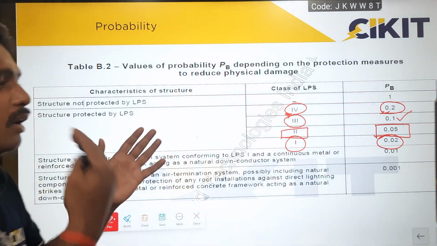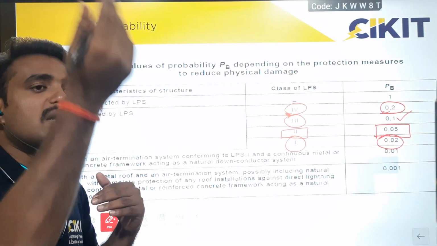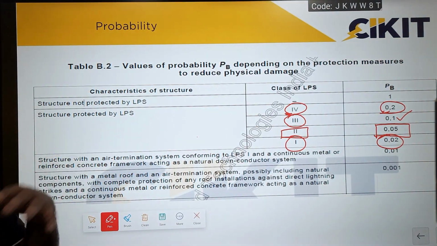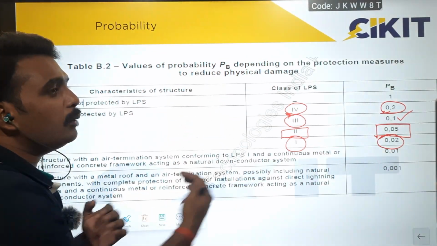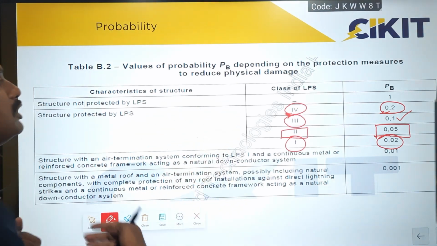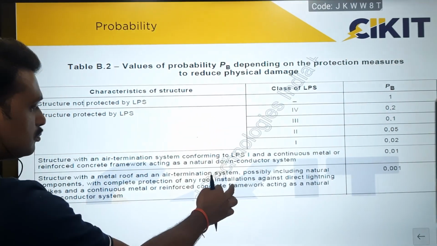So in this probability of damage only, the values are getting updated. But if you take the number of dangerous events, all the values will be fixed; we won't consider changing those values. In this probability portion, all the calculations will be updated based on the protection measures which we are incorporating. So this is due to the physical damage.